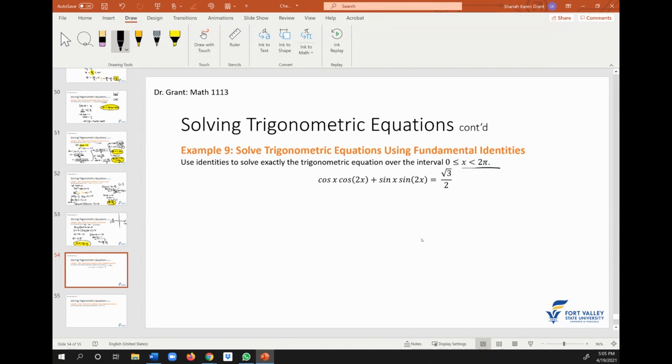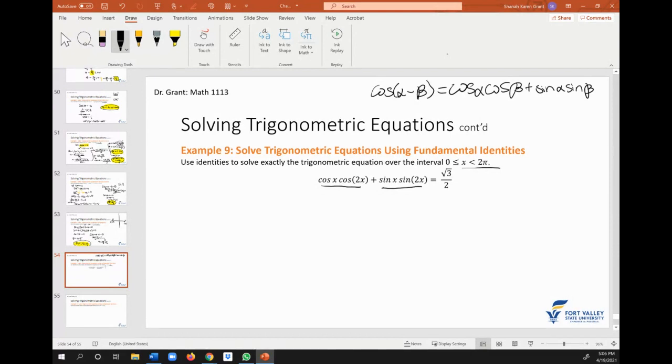Let's see. Do we notice anything here? Hopefully we notice that this is the difference formula, right? Because recall, cosine alpha cosine beta plus sine alpha sine beta is going to be equal to cosine alpha minus beta.